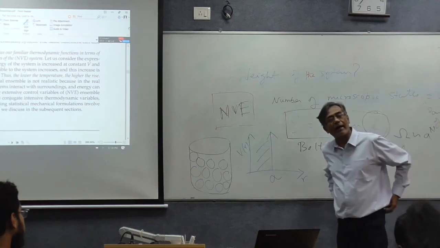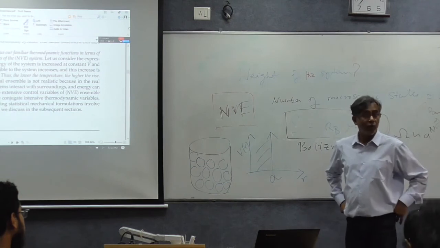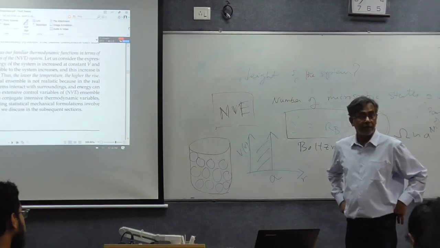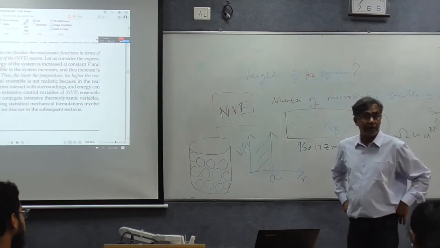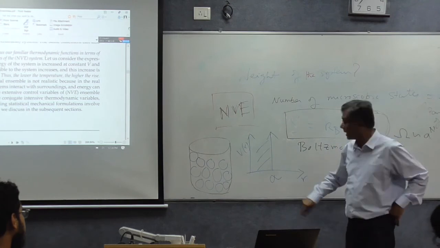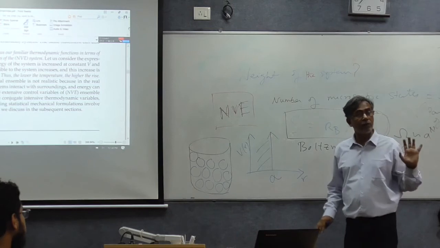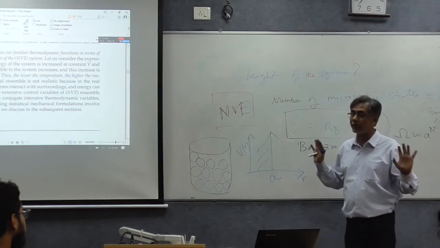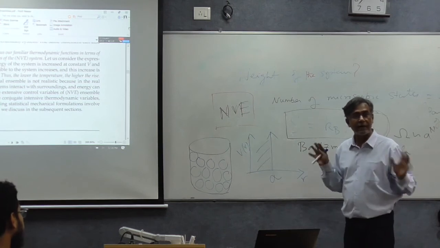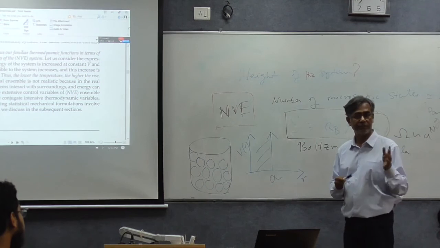Now I tell you, I give you a volume V, and in the volume V, I give you N particles, and they have only kinetic energy. They don't have any potential energy because it is zero or infinity. Infinity is ruled out because of e to the power minus beta V, Boltzmann. Now you can calculate the number of microscopic states for the system.